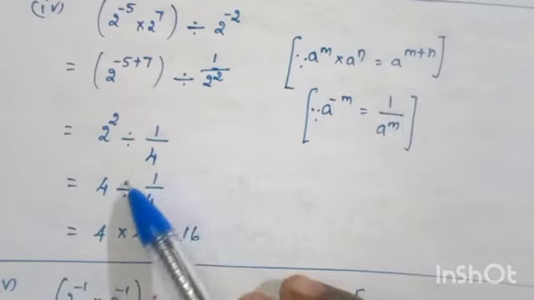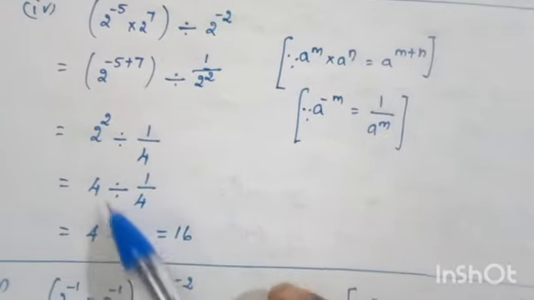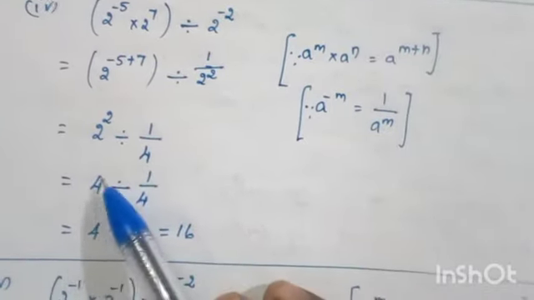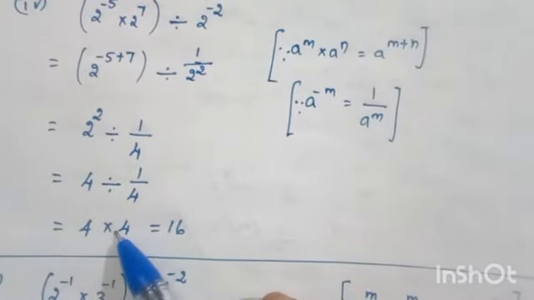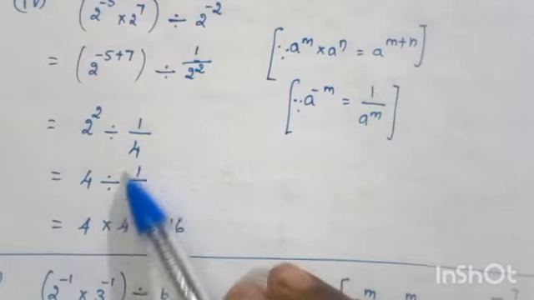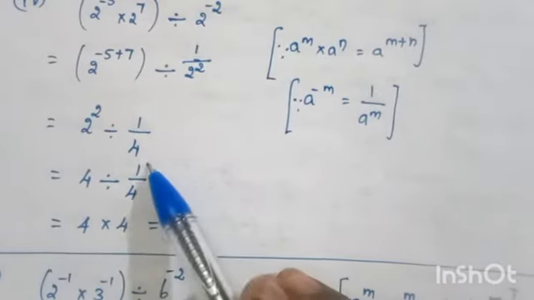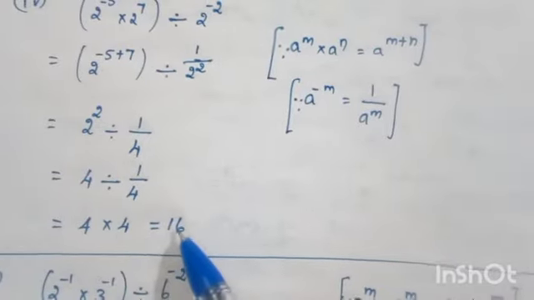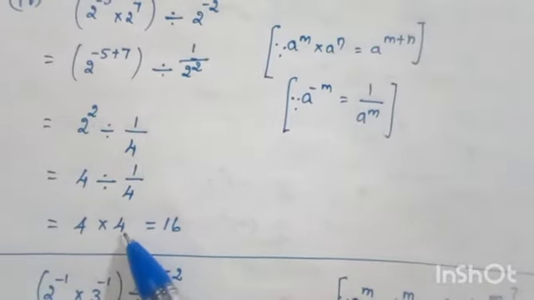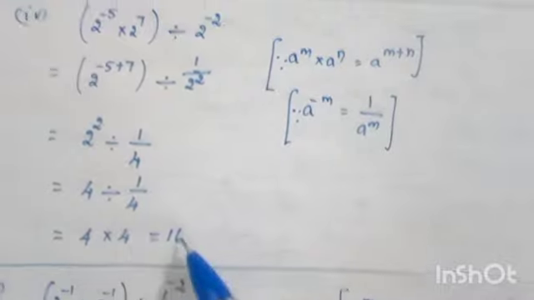In division, for the second number you have to take a reciprocal. So 4, the first number, stays the same, division becomes multiplication, then you take the reciprocal of this. It is a division rule. The reciprocal of 1 by 4 is 4. So 4 fours are 16. 4 is 4 by 1, that is 4. 4 fours are 16.